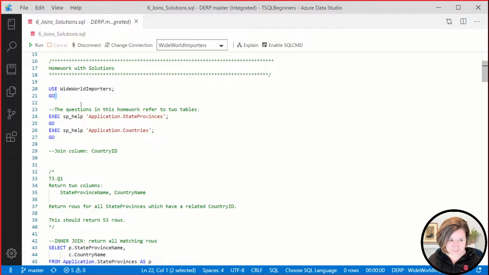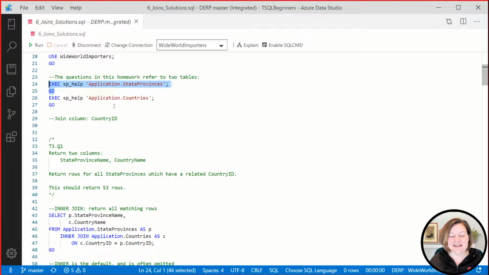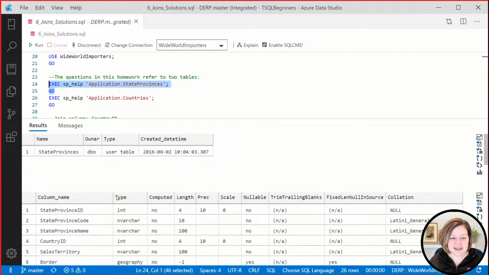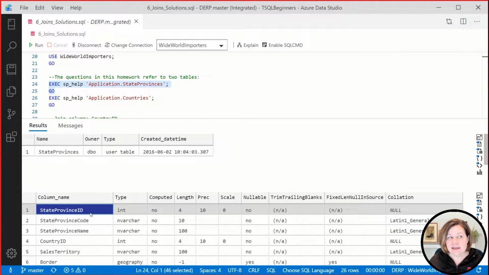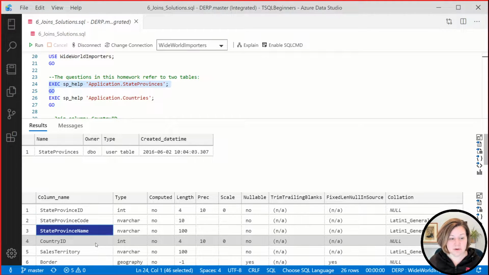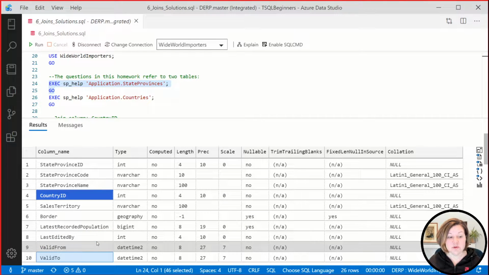In any case, there were instructions at the top of the homework that the questions are just using 2 tables. You can join more than 2 tables, but when learning just the ins and outs of joins, I think it's easier to work with 2 tables max. So we've got application.stateProvinces. Looking at the columns in it, we've got an integer that is a surrogate identifier, a state province code, a country ID, and a few other columns. And we can see the data types as well.